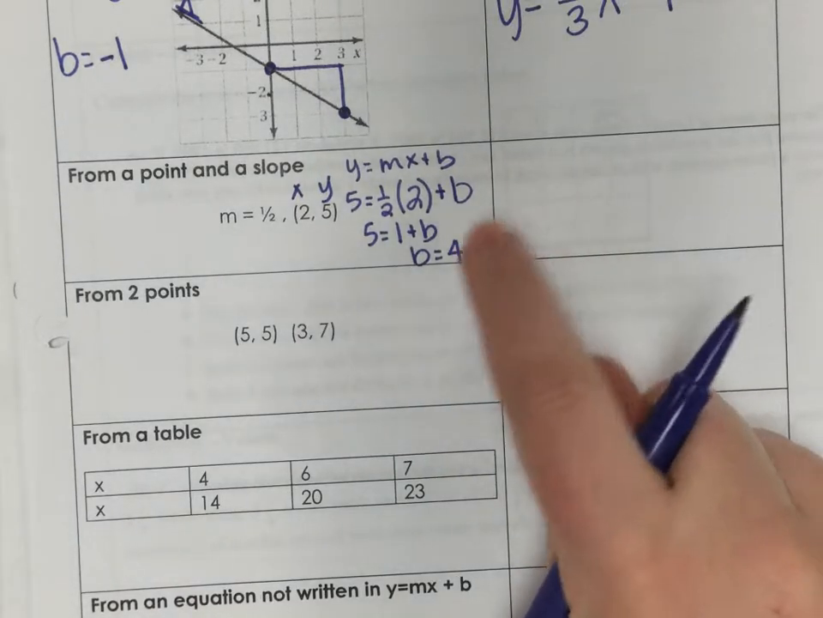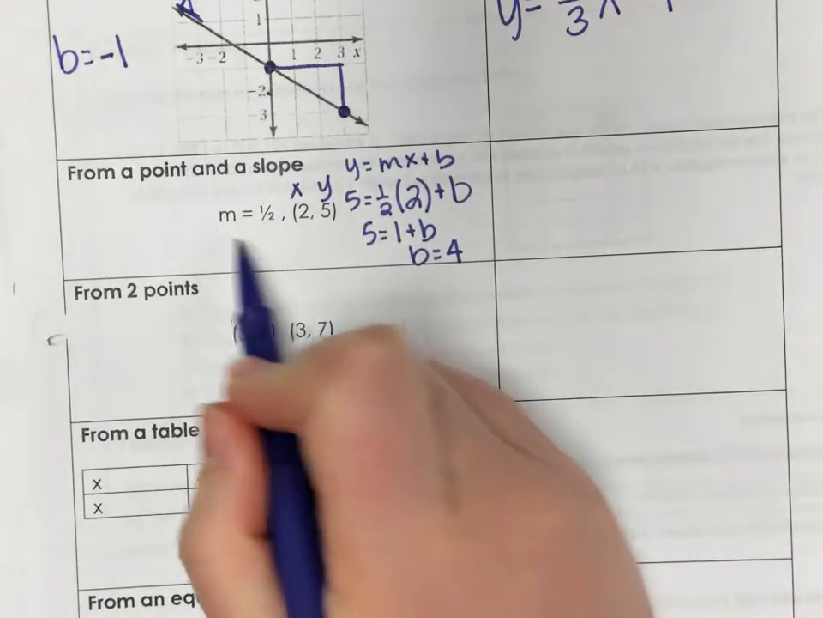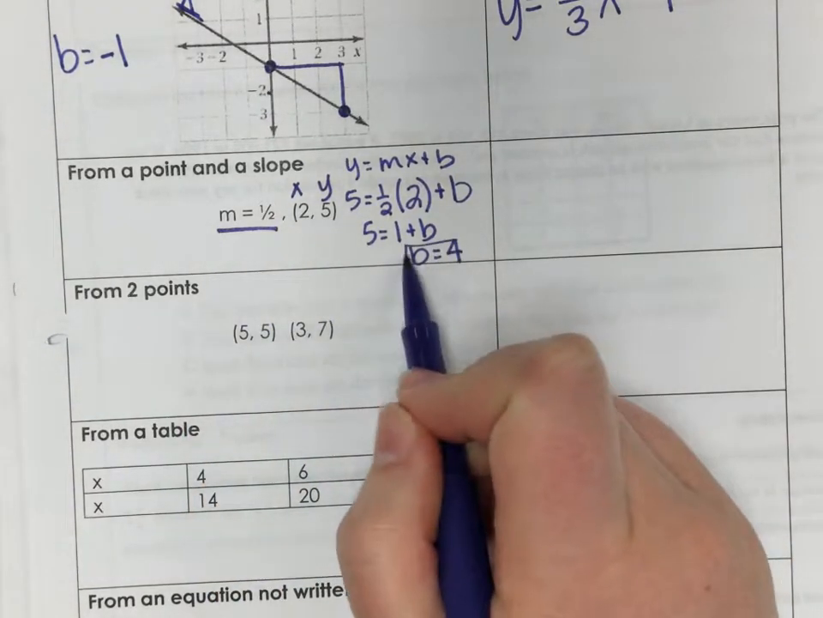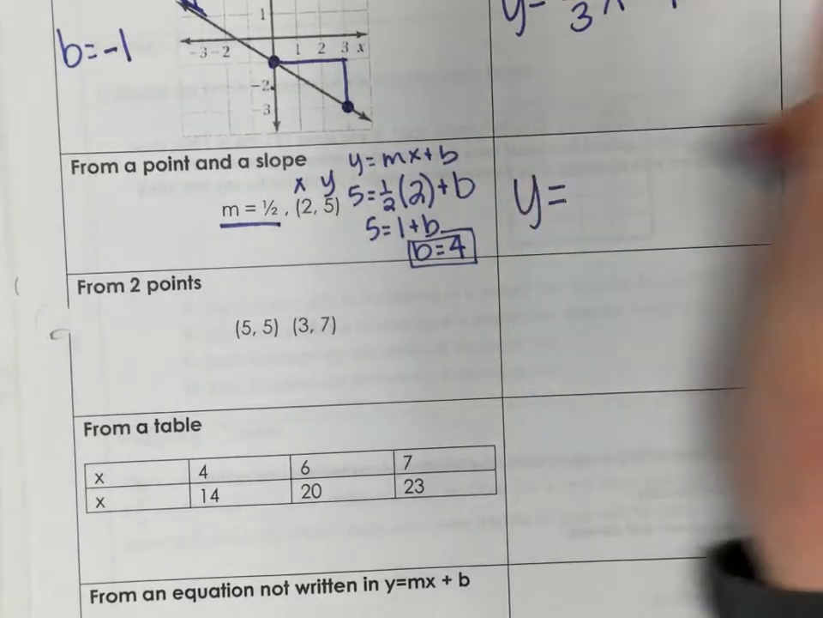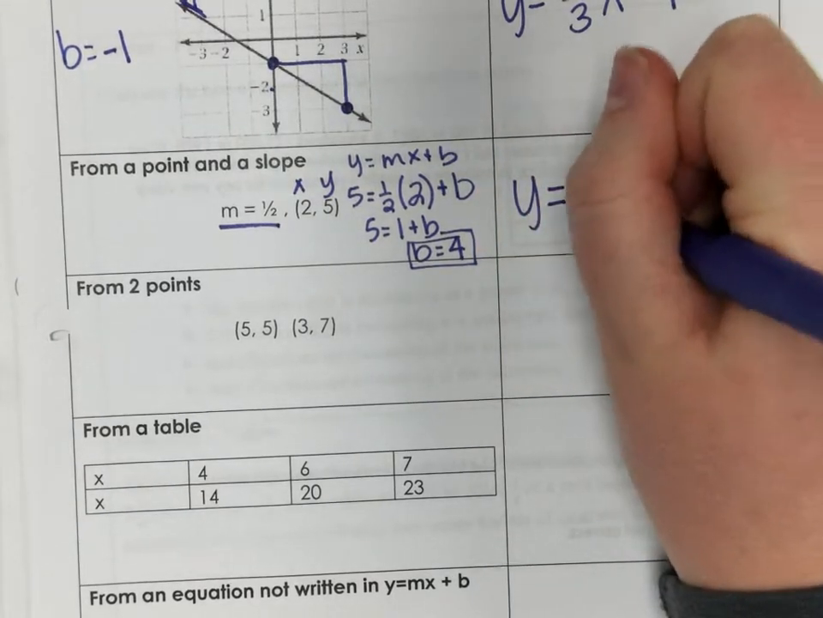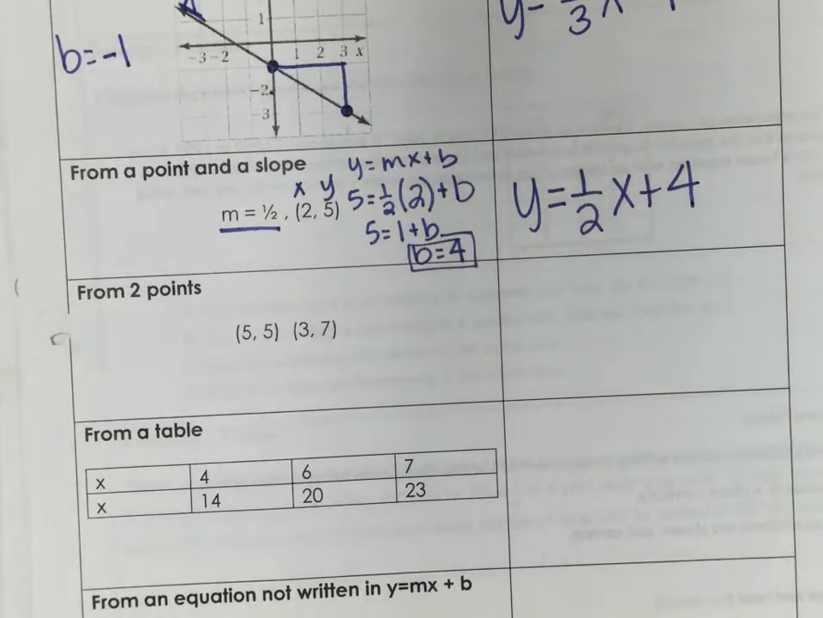All right, so now we know our slope. We now know our y-intercept, so we can simply plug in. Y is equal to 1/2 x plus 4. Very good, 1/2 x plus 4. Okay, so this one is a little extra work, but it shouldn't be too difficult.